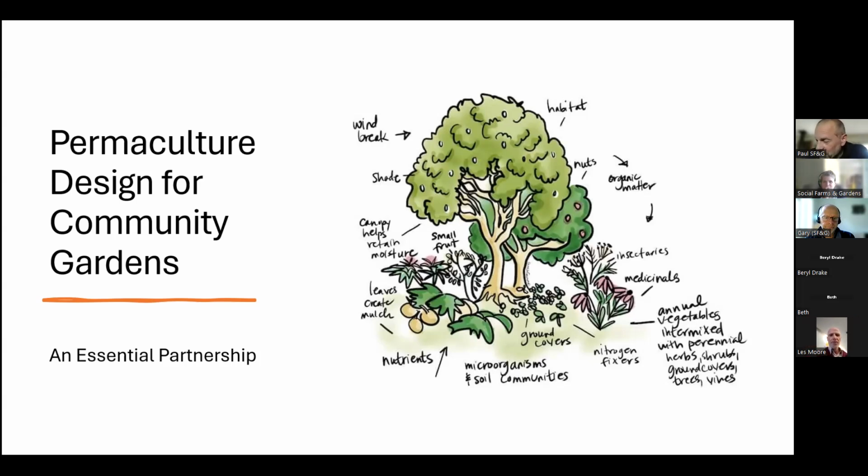So I'm going to make the case for permaculture design in community gardens precisely because permaculture is not just about communities of plants. So this isn't just going to be a talk about horticulture or gardening, but I'm going to allude to it rather a lot so that we can talk really about community and community gardens. Communities that include people as well as plants and animals.